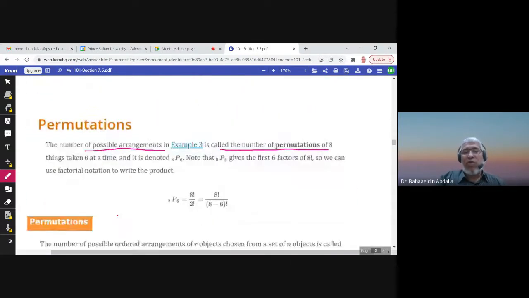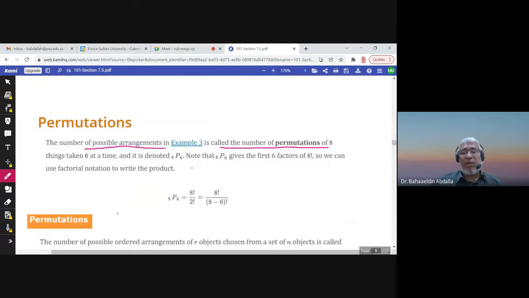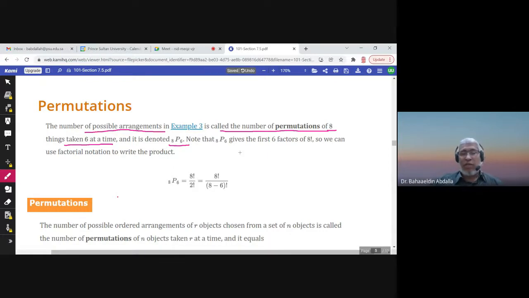So we always have 8 numbers and we need to arrange 6 out of 8. Or we say the number of permutations of 8 things taken 6 at a time. This means that we have 8 things and we need to arrange 6 of them. So we call this 8p6. We write it like this. We can also write it like this, 8p6.